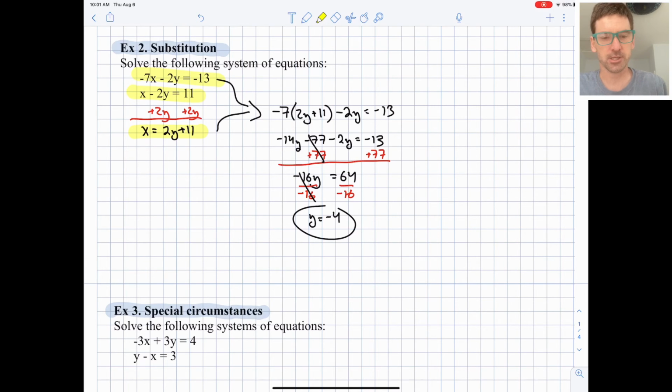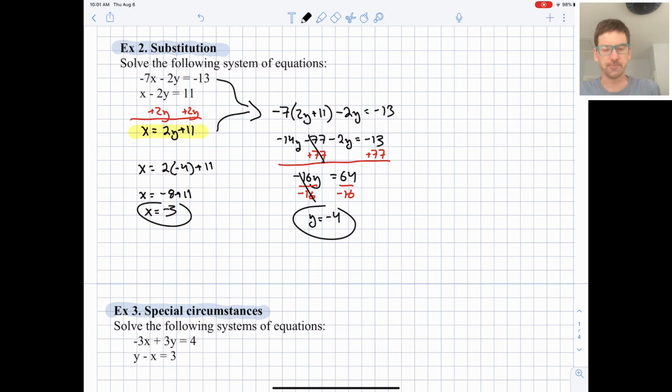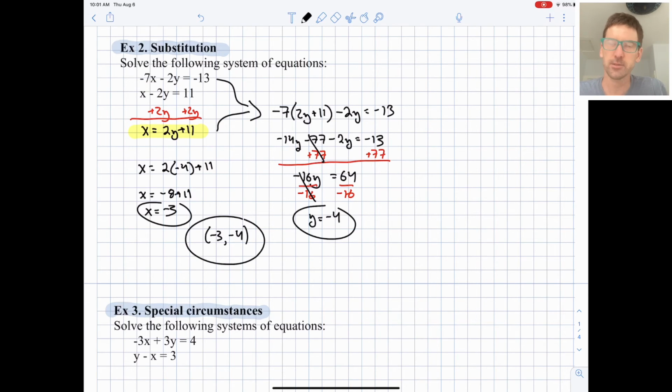And I'm going to actually plug it into that highlighted one right there because it has an x isolated for it already. So we have x is equal to 2 times negative 4 plus 11. So x is negative 8 plus 11, which is negative 3. So we have our solution. We have our set of coordinates. x is negative 3 and y is negative 4. And that's where those two lines would intersect on a graph.